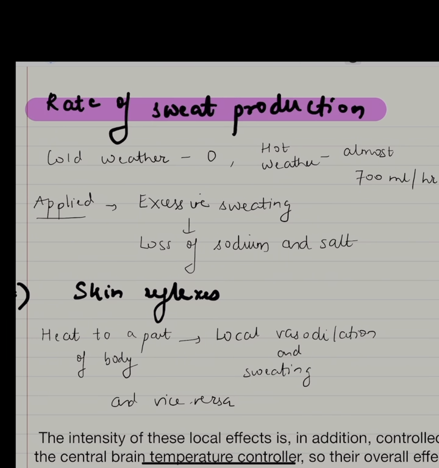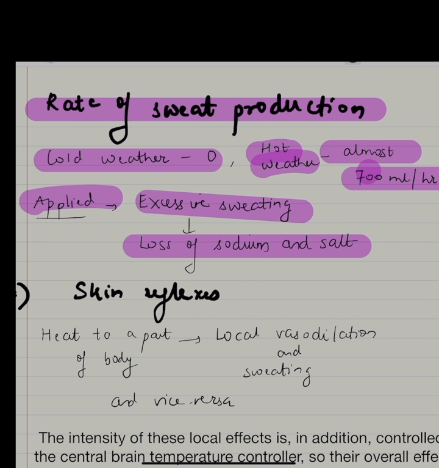Third factor, continued rate of sweat production. In cold weather, there is no sweat. In hot weather, the sweat production goes up to almost 700 ml per hour. Applied, excessive sweating causes loss of sodium and salts.